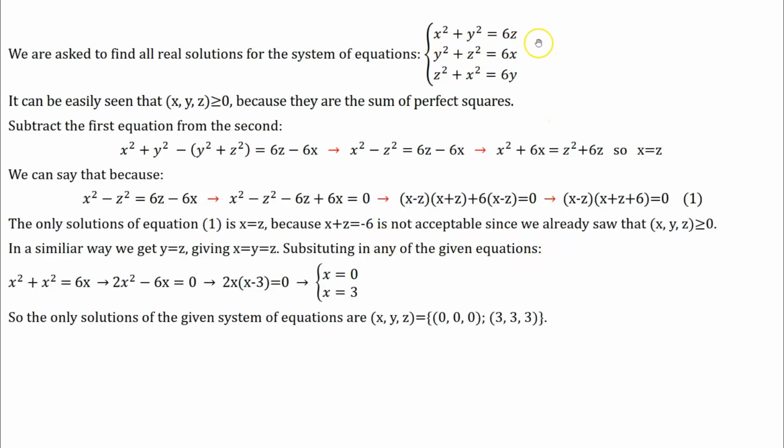We can substitute in the first equation, and we will get that x squared plus x squared is equal to 6x, or that 2x squared minus 6x is equal to 0, or let's factorize 2x and we will get that 2x times x minus 3 is equal to 0. We have two solutions to this equation, when x is equal to 0 and when x is equal to 3. In this case, we can say that the only solutions of the given system of equations are when x, y, z is equal to 0, 0, 0, or when x, y, z is equal to 3, 3, 3.